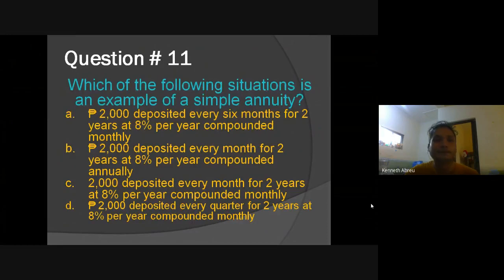Question number 11. Which of the following situations is an example of a simple annuity? A. 2,000 pesos deposited every 6 months for 2 years at 8% per year compounded monthly. B. 2,000 pesos deposited every month for 2 years at 8% per year compounded annually. C. 2,000 pesos deposited every month for 2 years at 8% per year compounded monthly. Or D. 2,000 pesos deposited every quarter for 2 years at 8% per year compounded monthly.